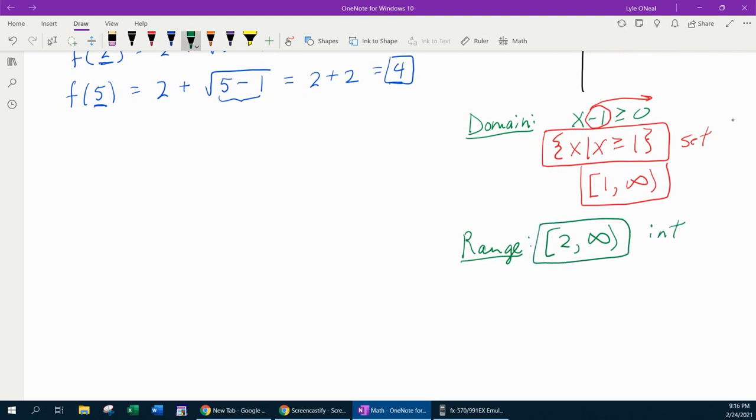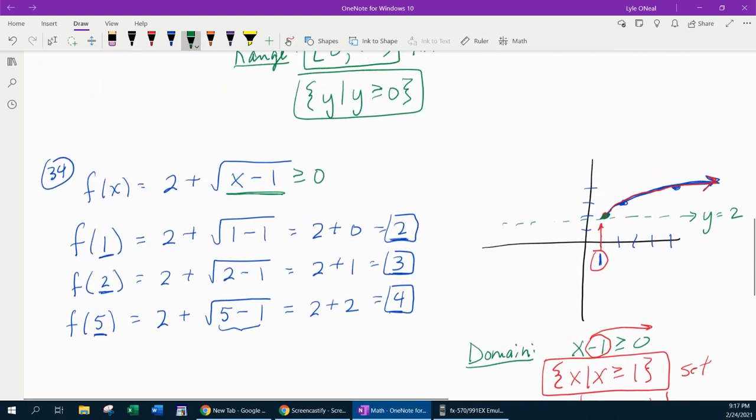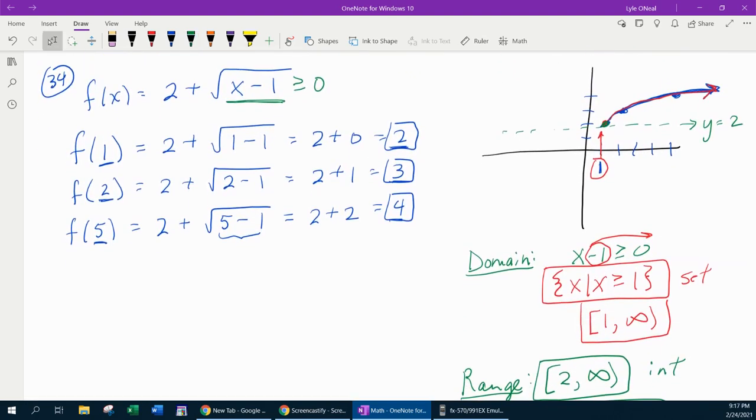If you need set notation, that would be the set of all, that was a terrible brace, that would be the set of all y such that y is greater than or equal to 2. Bam, and there's your set notation. And that's going to do it for that example right there.